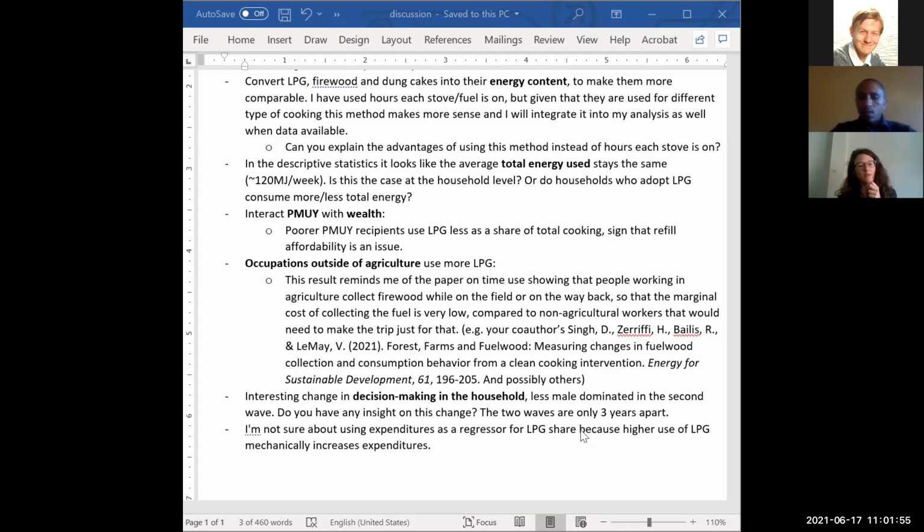And then there was also another question I had. In the paper, it looks like the decision making in the household changed between wave 1 and wave 2.